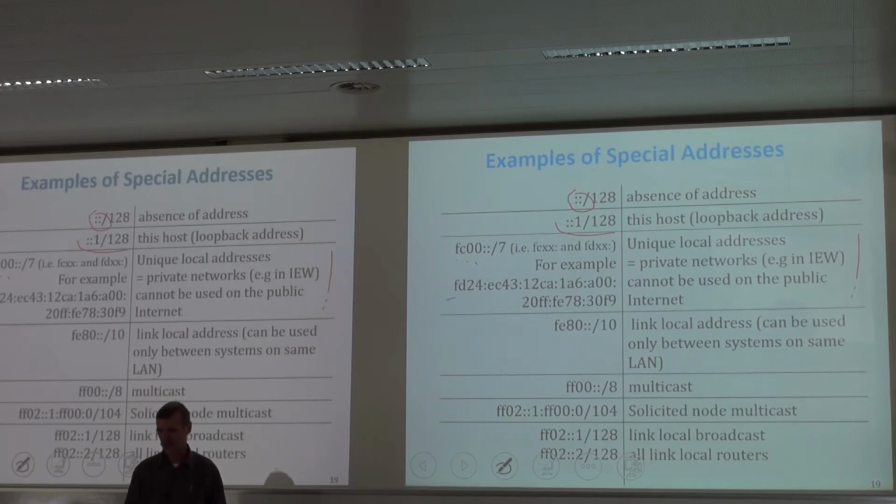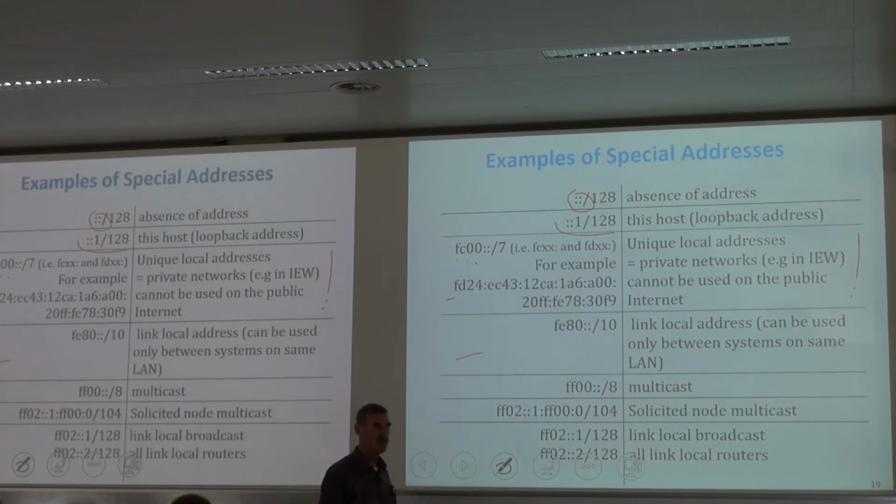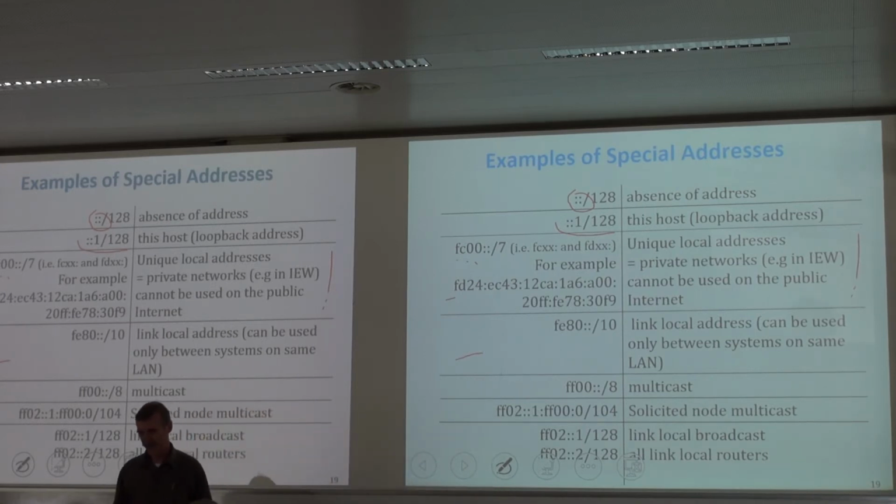There are also the link local addresses, which are special cases of private addresses, but that are non-routable, just like for IPv4. They start with FE80/10. There are similarly multicast addresses that start with FF, not surprisingly. And those are special examples of multicast.